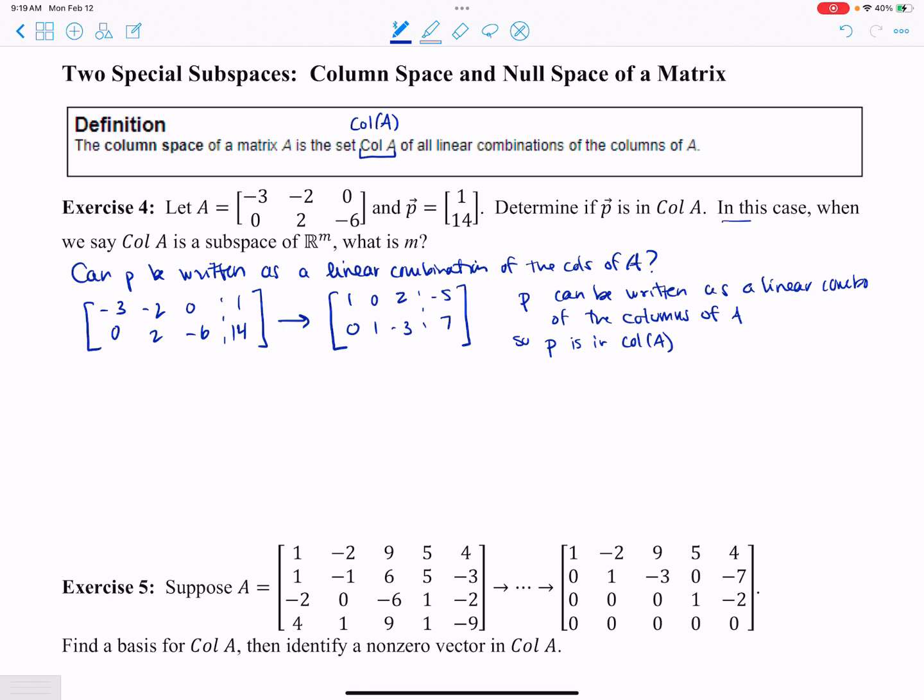The second part says, in this case, when we say the column space is a subspace of Rm, what is M? So because P, which is a 2x1 matrix, is in R2, that means it is a subspace of R2.